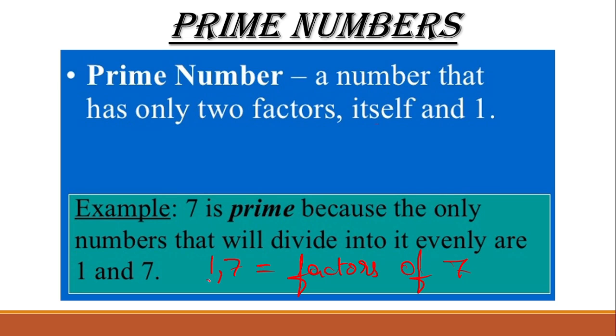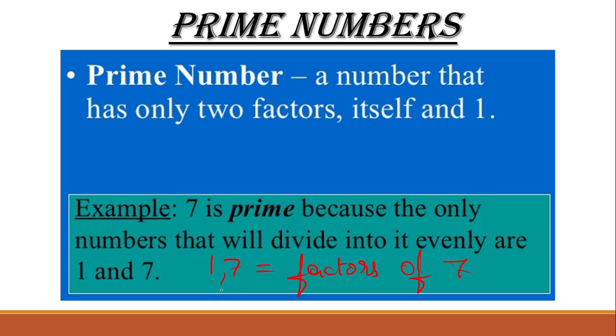So we can ignore 1 and 7 also because they are there in the factors of every number, right? Itself and 1 are a factor of every number. Now, if we ignore these, there are no factors. So we can say the factors are only 1 and 7. So itself and 1 are the factors of 7, right? Itself is 7 here and 1 is there.